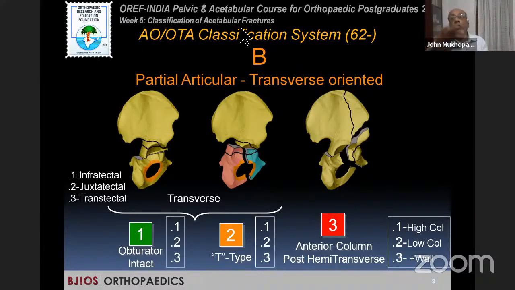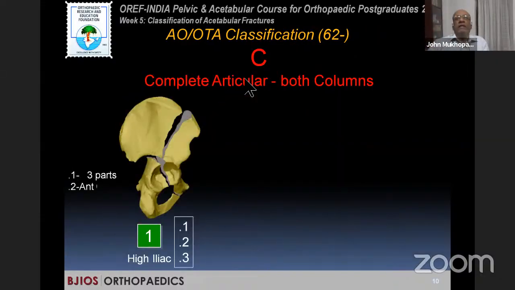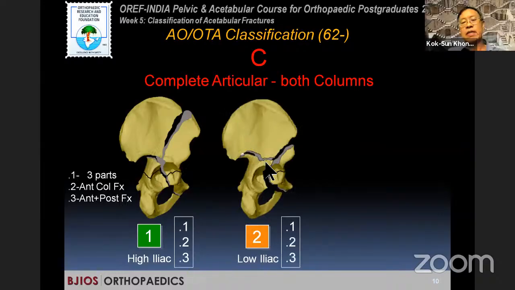Now, sometimes the both column fracture can also be mistaken between that and T-type and anterior hemitransverse. So you need to really look at these very carefully. Yes, especially the low type. If you don't have good CTs, you might miss this and think that it's a T-type. But again, the fractures always exit out there. So this looks a little bit like an anterior column, posterior hemitransverse, except there is a superior acetabular fragment that is separated from the ischial buttress. So this sort of low iliac with the transverse will look very much like an anterior column, posterior hemitransverse.